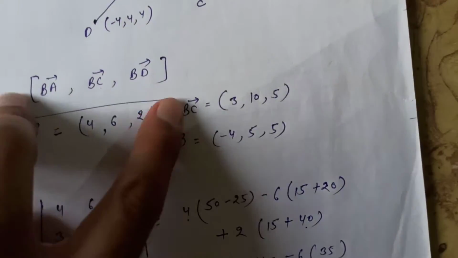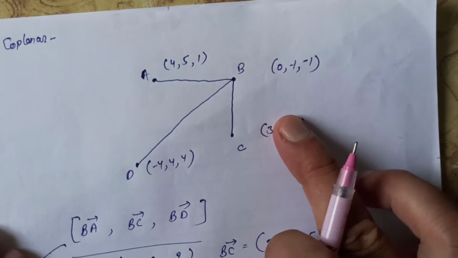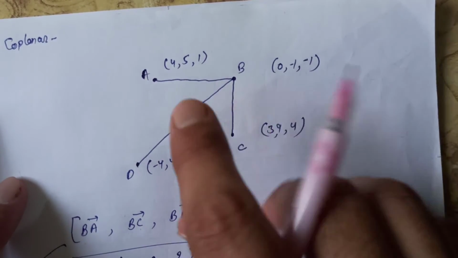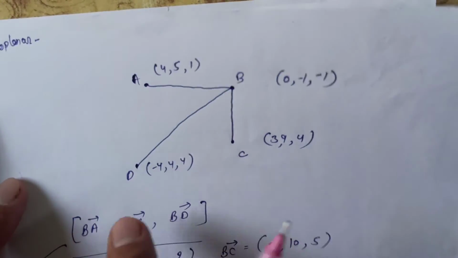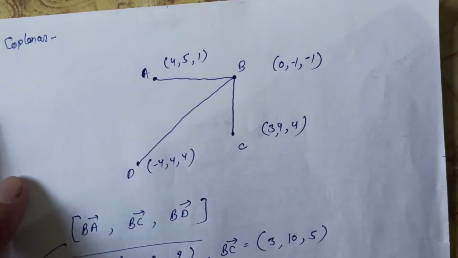So these 3 vectors formed by these 4 points are restricted to a single plane. Consequently, these 4 points are also restricted to the same plane.